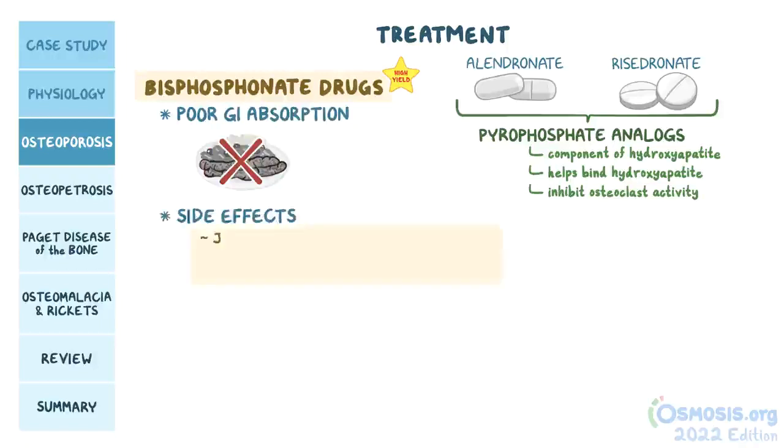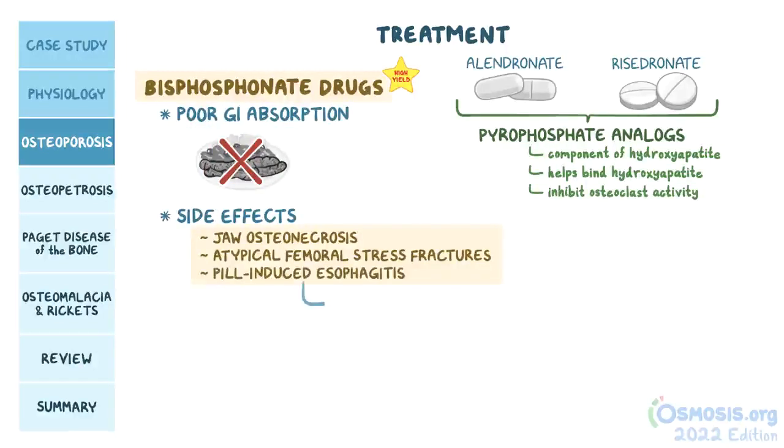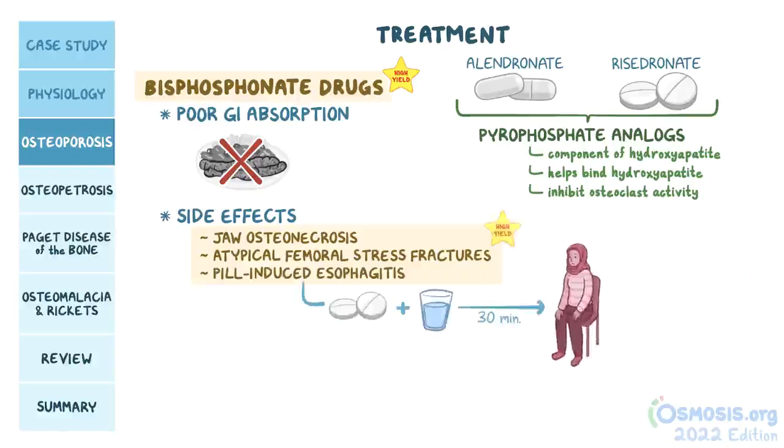Side effects can include jaw osteonecrosis, atypical femoral stress fractures, and if taken orally, they can cause pill-induced esophagitis, which is why people are advised to take them with water and remain upright for 30 minutes after ingesting them. Bisphosphonates should also be used with precaution in individuals with renal failure, as they are excreted unchanged in the urine.